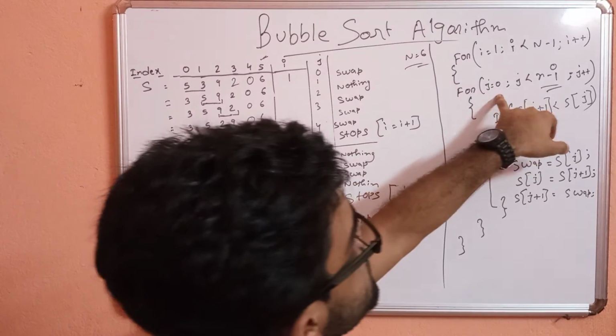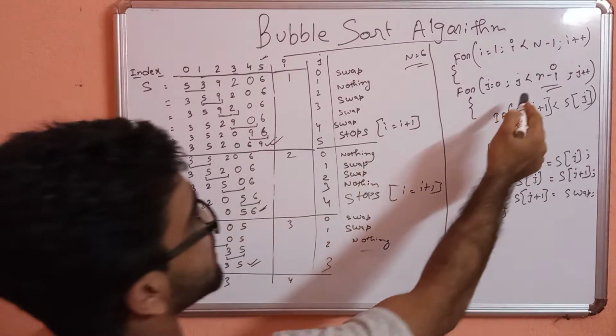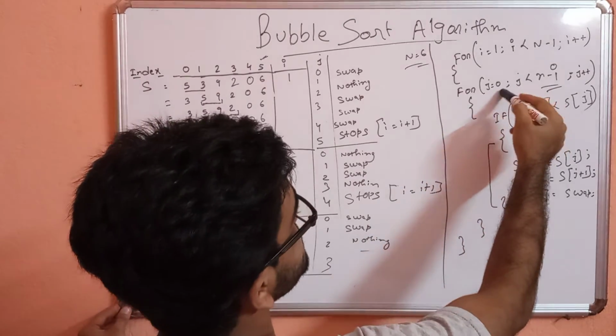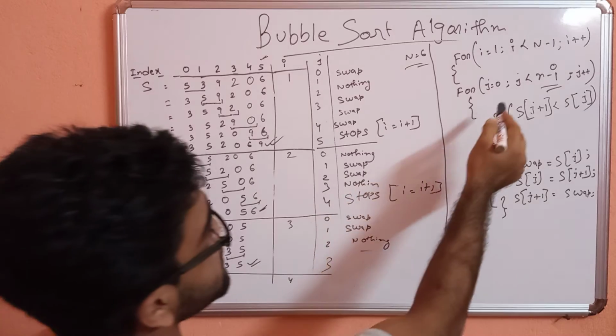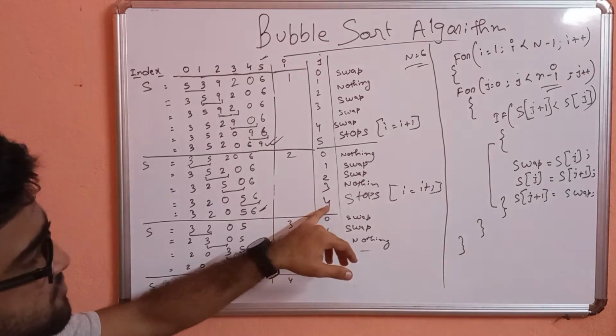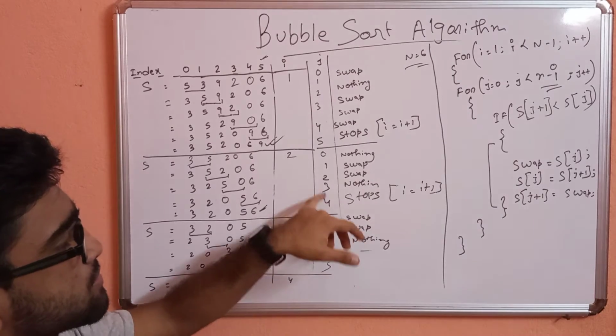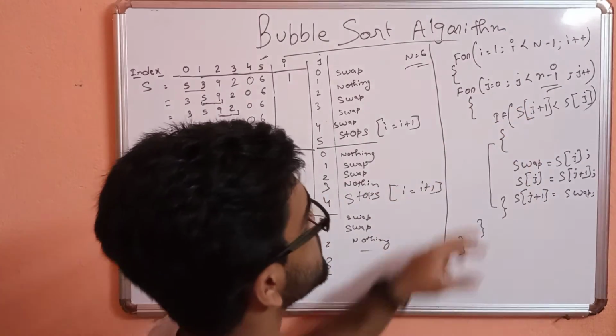So it will run from 0 to n minus i. In the second pass, when i equals 2, j will be 0 to less than 6 minus 2, which is 4. 0 to less than 4 means 3. When j is 4, it will terminate. Up to 3 it will run. So it will go on entering into the j loop.